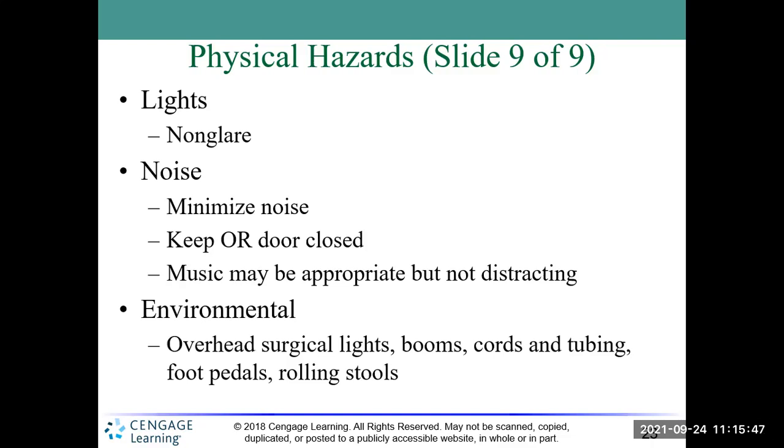Now, the lights in the OR, they're non-glaring. They're hanging from the ceiling so that they can be adapted to the direction that the surgeon needs for the best viewing, as well so that they're not causing interference.